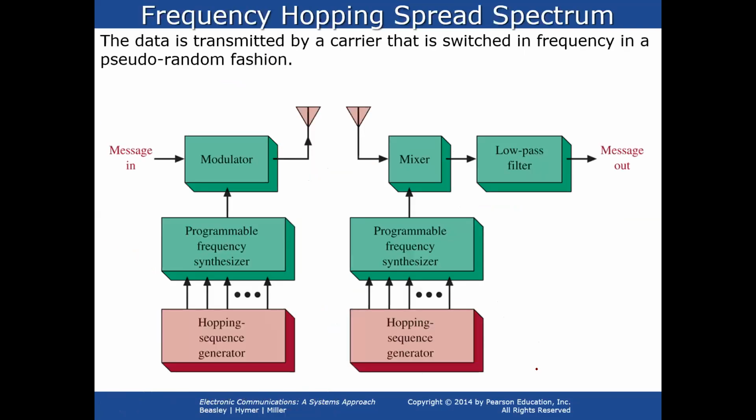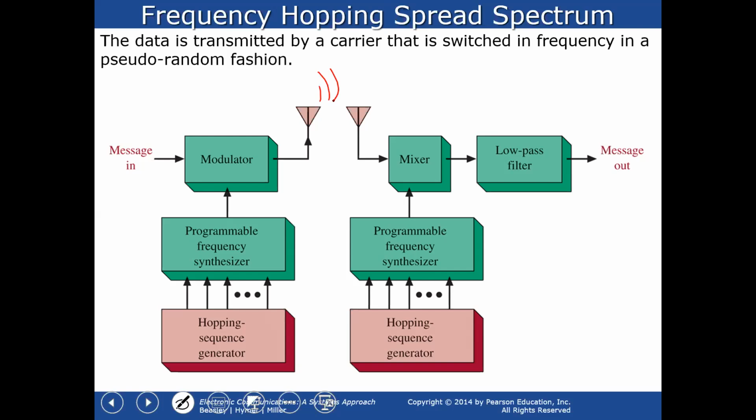Now, we said that the pseudo-noise codes are used in 2 techniques for spread spectrum. One is called frequency hopping. So in frequency hopping spread spectrum, the data is transmitted by a carrier that is switched in frequency in a pseudo-random fashion. So the random code that's going to be generated is the random code for the frequency. So we're going to have random frequency values created at your transmitter. The pseudo-random implies a sequence that can be recreated again at the receiver, but has the property of randomness.